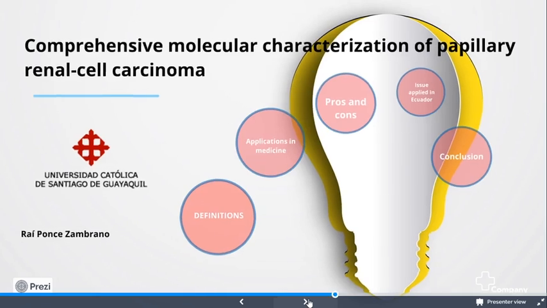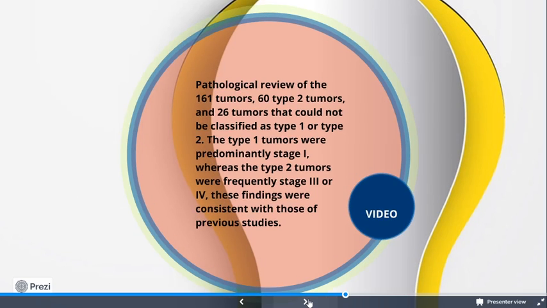Usually applied in Ecuador. Pathological review of the 161 tumors, 16 type 2 tumors, and 26 tumors that could not be classified as type 1 or type 2. The type 1 tumors were predominantly stage 1, whereas the type 2 tumors were frequently stage 3 or 4. These findings were consistent with those of previous study.